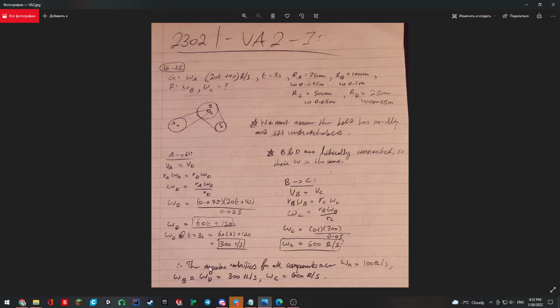So that means that the angular velocities for all the components are omega A equals 100 rads per second, omega B equals omega D, which equals 300 rads per second, and omega C equals 600 rads per second at t equals 3 seconds. That is my solution.